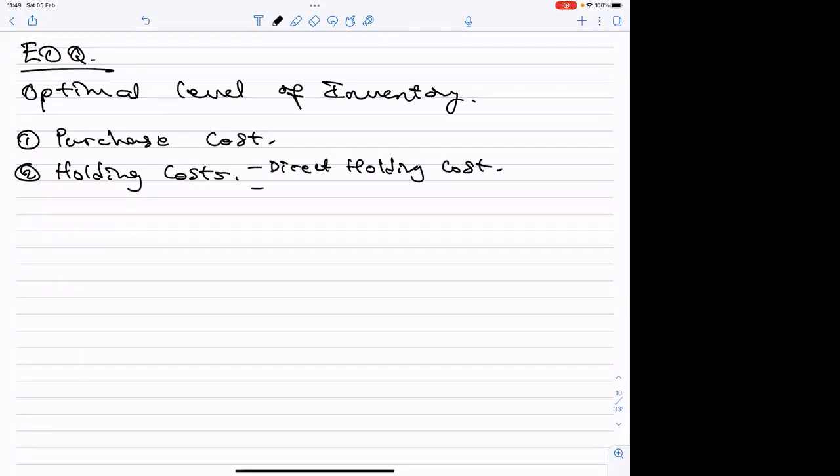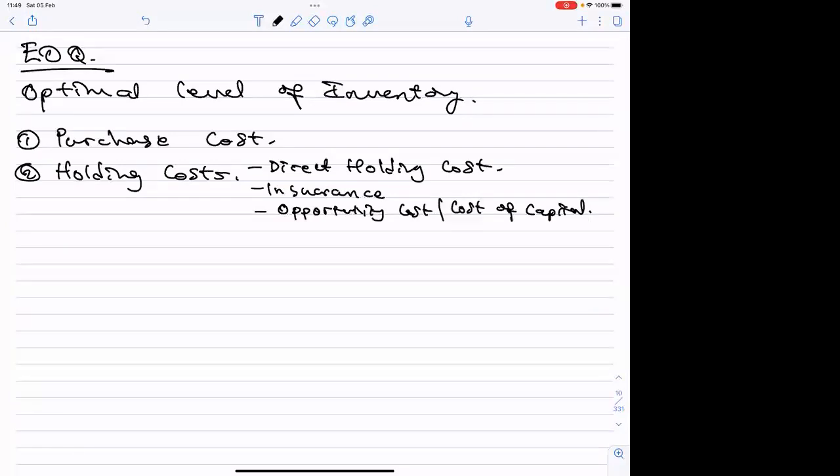We'll be looking at the insurance on inventory that is being held. Are we together? We can look also at what we call the opportunity cost, or we can say the cost of capital. Now, what do we mean by the opportunity cost?